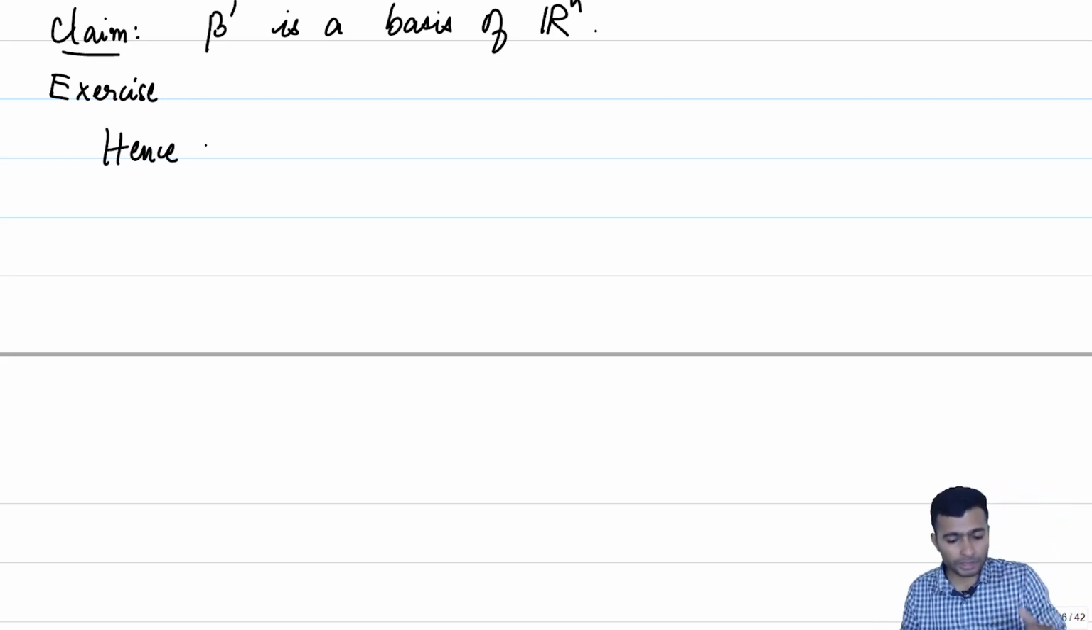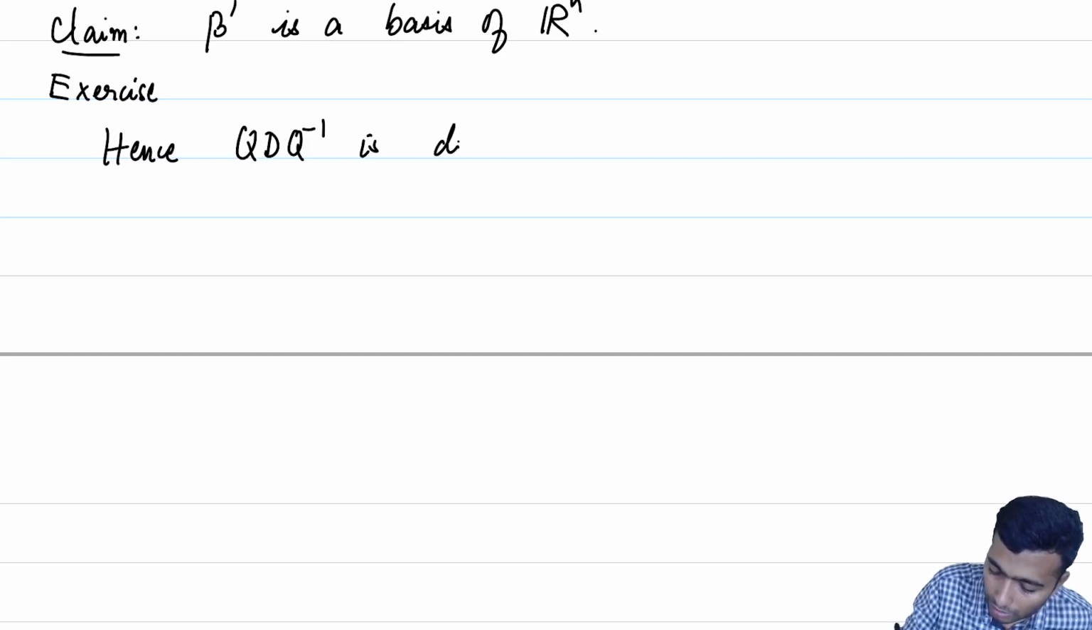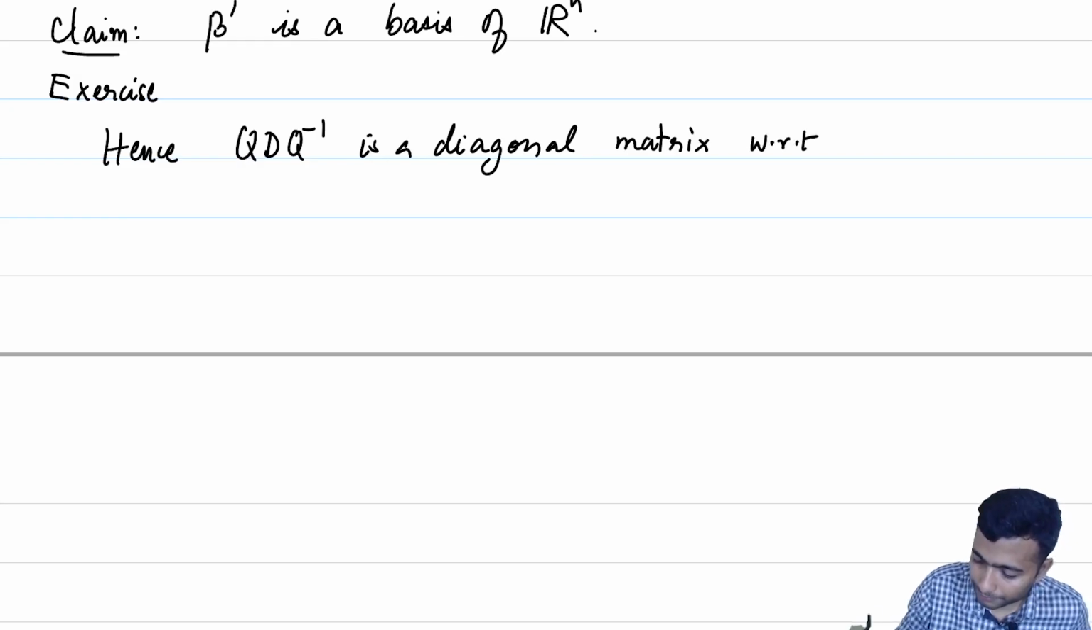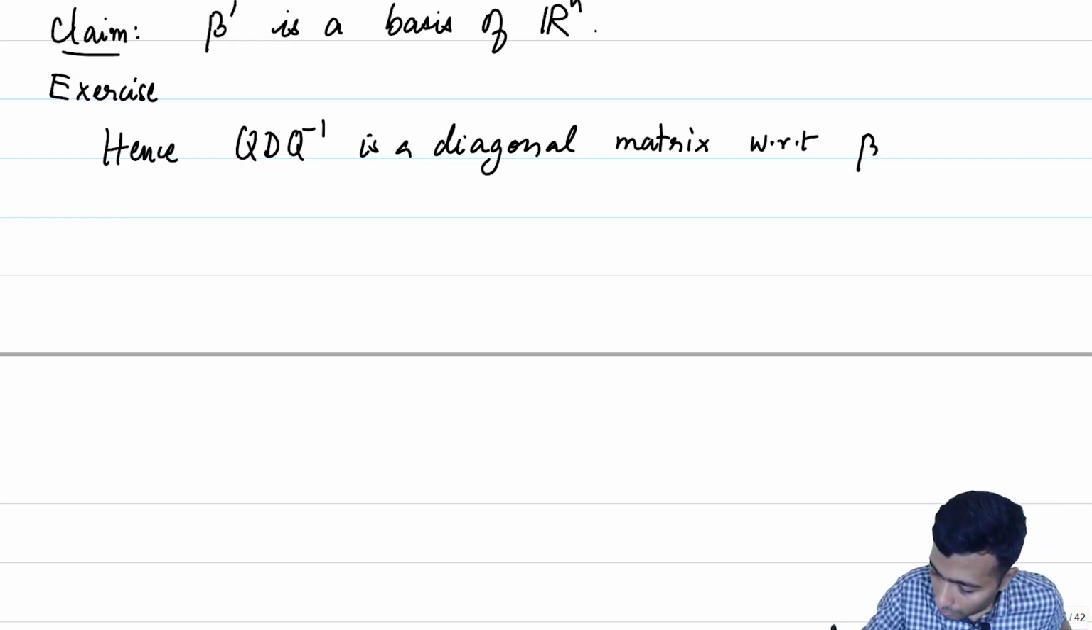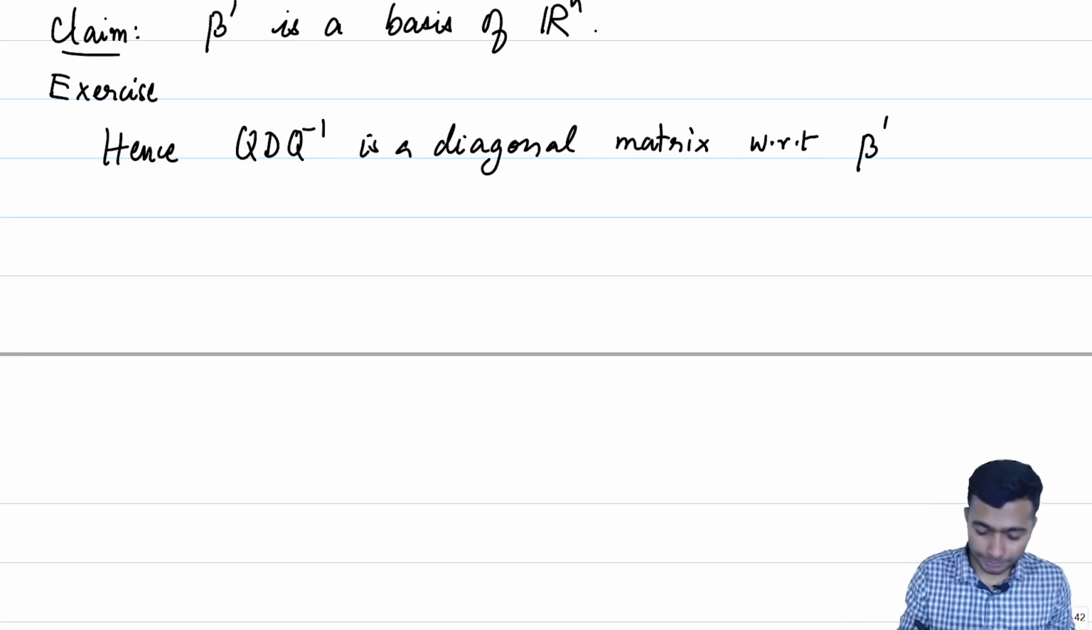obtained a basis with respect to which the matrix of QDQ inverse is diagonal. Hence, QDQ inverse is a diagonal matrix with respect to beta prime, which is the same as saying that A is diagonalizable.